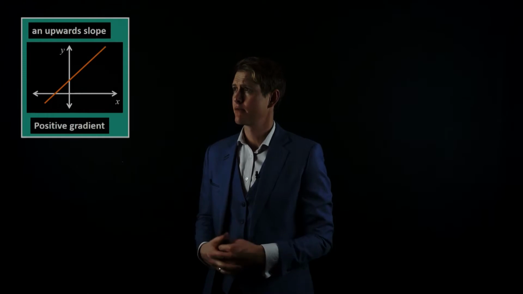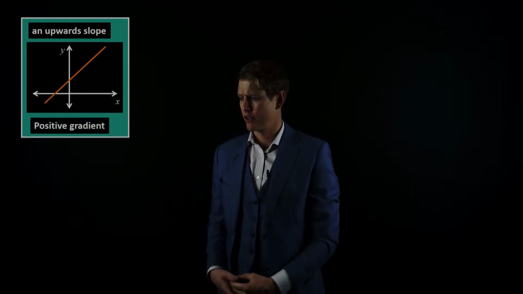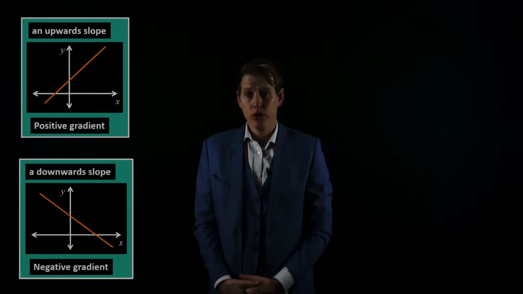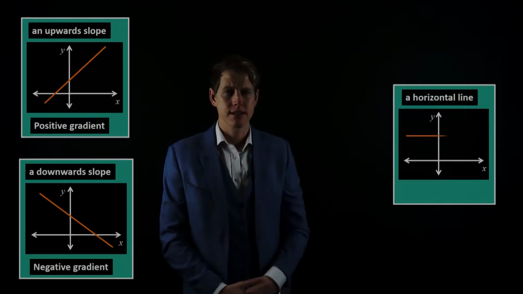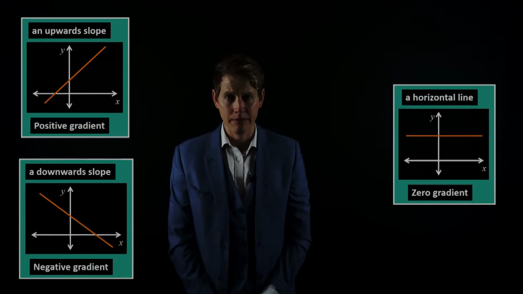Absolutely, there is. In fact, when we get a positive gradient, our graph looks a little bit like this. A negative gradient, our graph looks like this. And we could also have an equation that doesn't have a gradient, and they look like this. Now, how can you remember that?